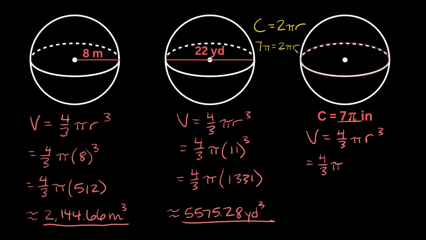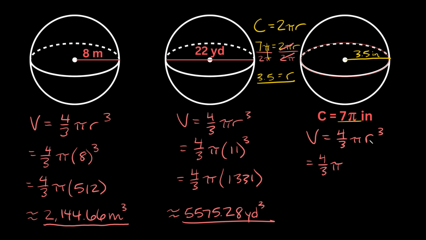To solve for r, we can get rid of the 2 pi by dividing both sides by 2 pi. On this side those cancel out and we're left with just r. On the other side, we have a pi on top and bottom, so those cancel, and we just have 7 divided by 2, which is 3.5. So the radius of this sphere, let's draw it in, is 3.5. Our units are inches, so we'll put inches right there.